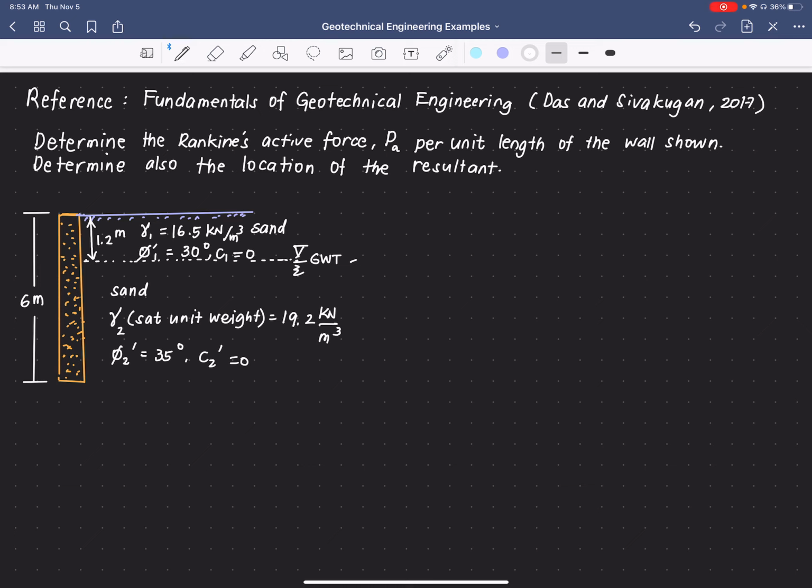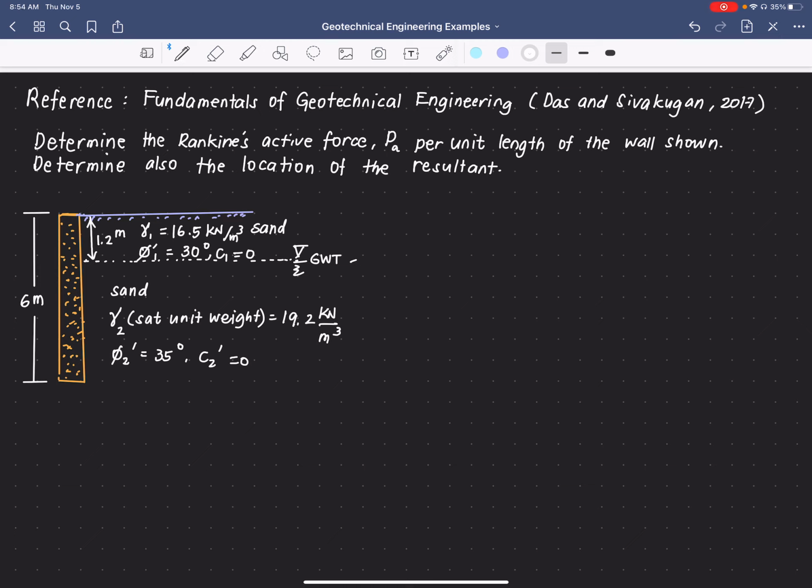Today we'll be having another example on lateral earth pressure. In this example, we need to determine the Rankine's active force per unit length of the given wall below and the location of its resultant.